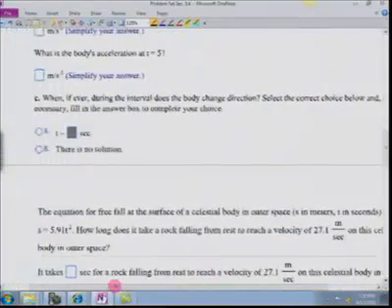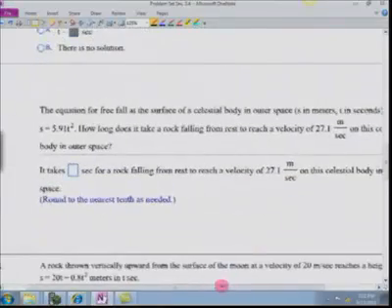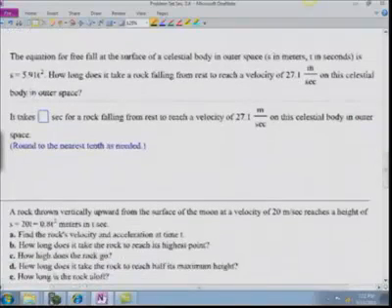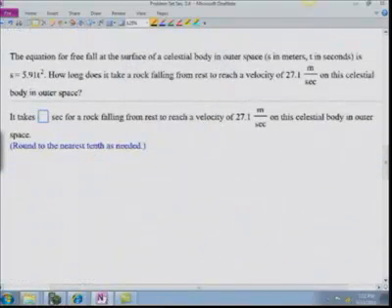All right. This is a shorter one. Number 3. The equation for free fall at the surface of a celestial body in outer space is S equals 5.91 t squared. How long does it take a rock falling from rest to reach a velocity of 27.1 meters per second? What do you think we do? Okay, Drew said find the derivative, set it equal to 27.1. Does that make sense?